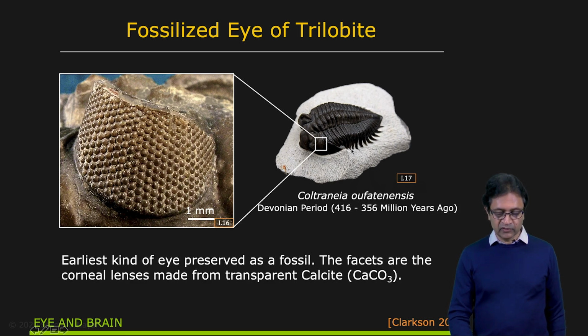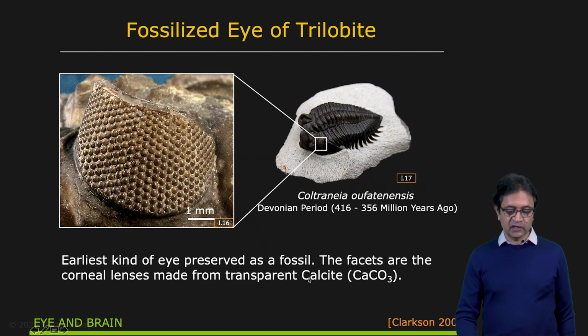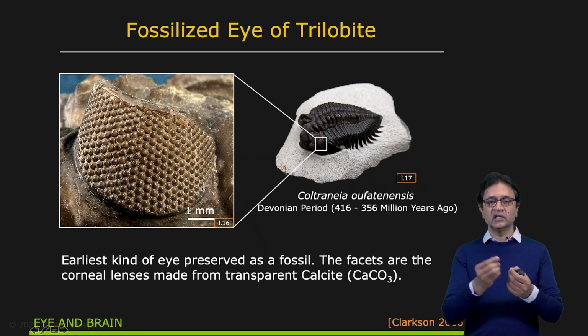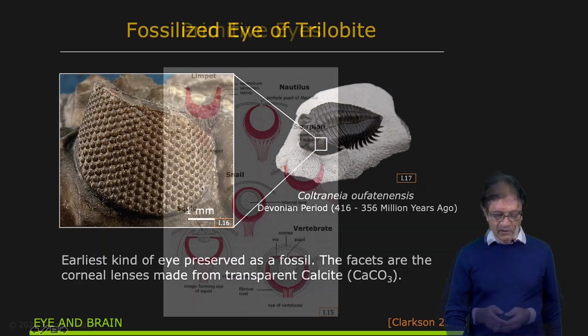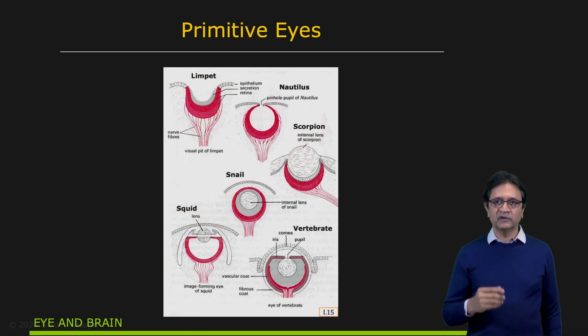And it turns out that its eye is not like our eye, it's actually a compound eye. It has thousands of tiny little lenses that you see right here. Each bump that you're looking at here, which is a tiny fraction of a millimeter, is a lens which is made of transparent calcite. And this lens focuses light on a single receptor. Amazing. And now let's take a look at some primitive eyes.